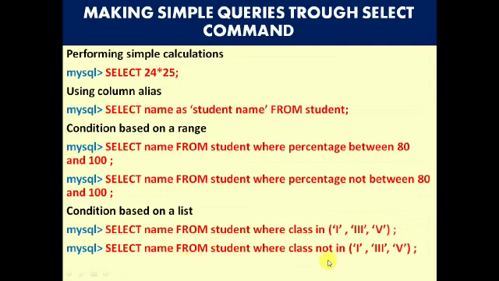Similarly, we can use the NOT IN operator also. In this query, you can see I have written 1, 3, 5. This means it will select the names of the students who are not studying in class 1, 3 or 5. So in this way, we can use the IN and NOT IN operators for a list of values.